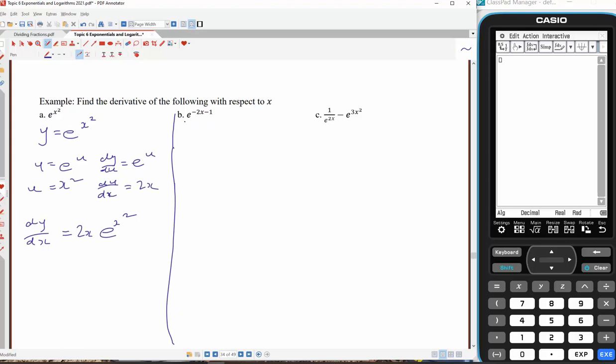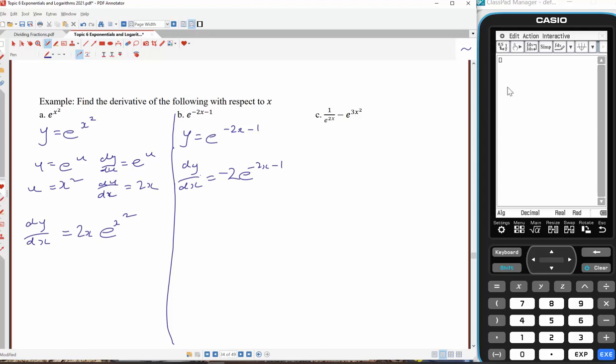Okay, this one here, let's go y equals e to the negative 2x take 1. I'm just going to define it as y, so I can use dy dx or Leibniz notation. You can call it a function. dy dx equals. So this here, I'm going to do the chain on that. So that's going to be e to the u. U is negative 2x take 1. The derivative of that will be negative 2. So that negative 2 comes out the front. e to the negative 2x take 1.